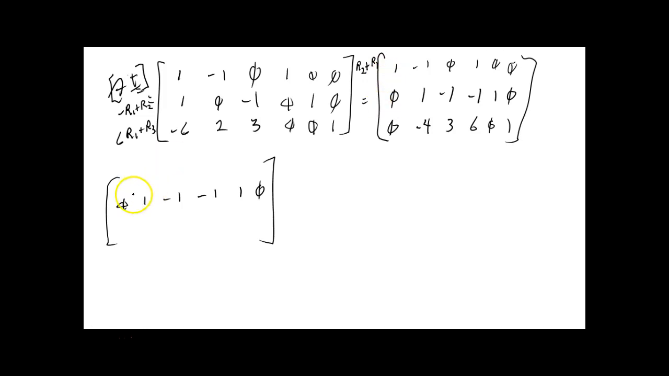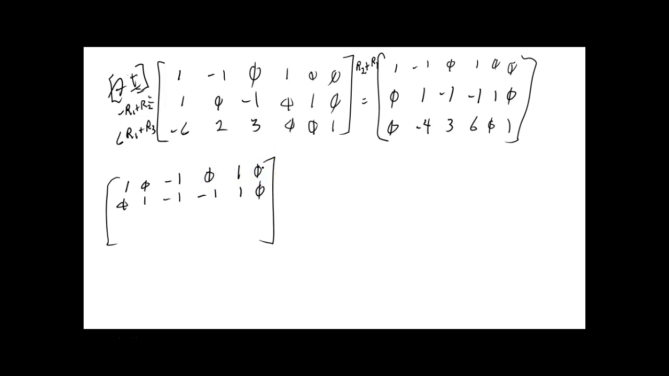Okay, 0 plus 1 is 1. -1 plus 1 is 0. -1 plus 0 is -1. -1 plus 1 is 0. 1 plus 0 is 1. And 0 plus 0 is 0.